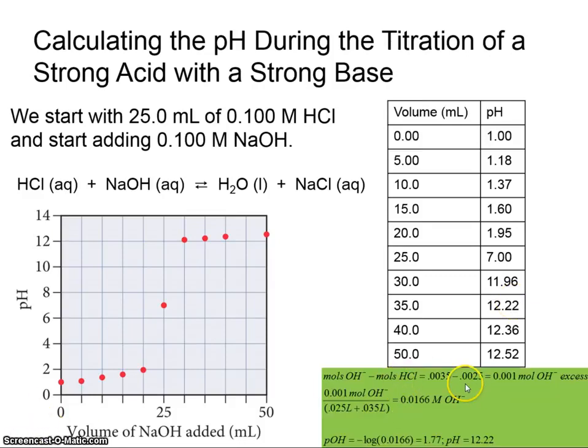For the 35 milliliter point here, I'm going to calculate the moles of OH and the moles of HCl, because I have a volume and a concentration, so I can get moles. I take the difference to find the moles of excess hydroxide, divide that by the total volume to give me the concentration, convert that to a pOH, and then from there find the pH.